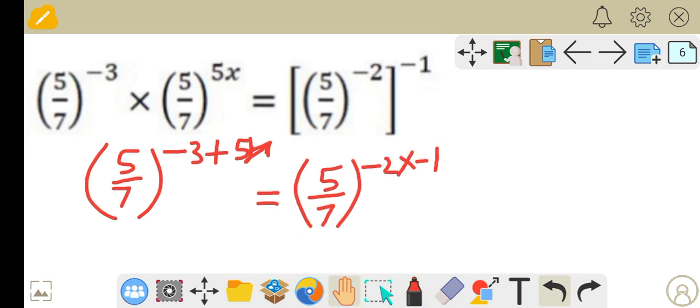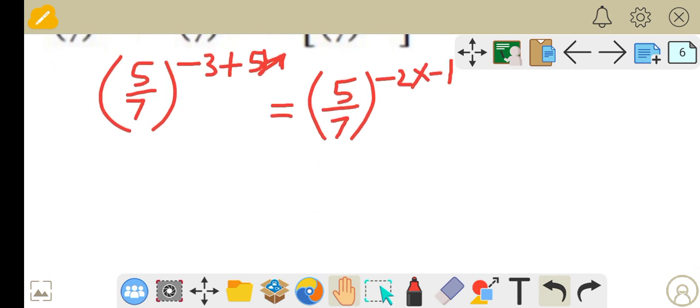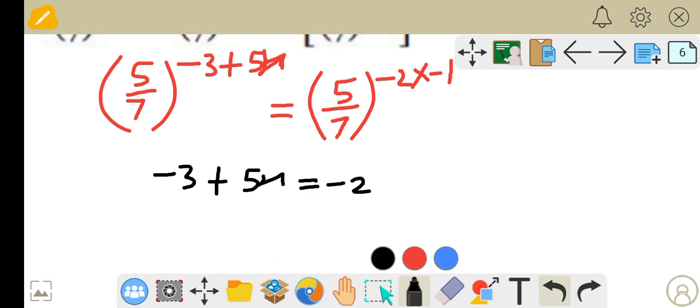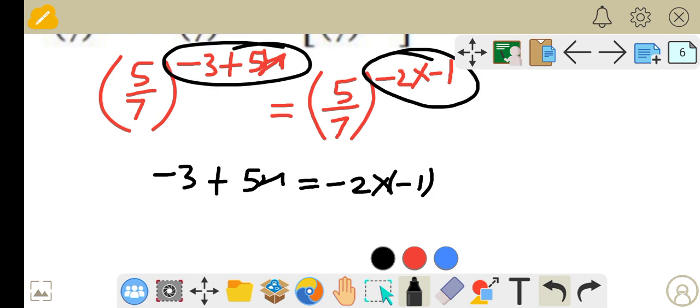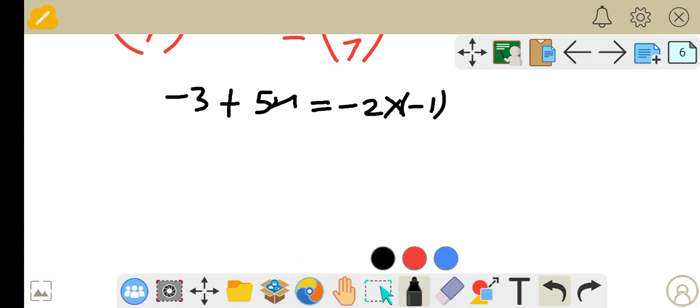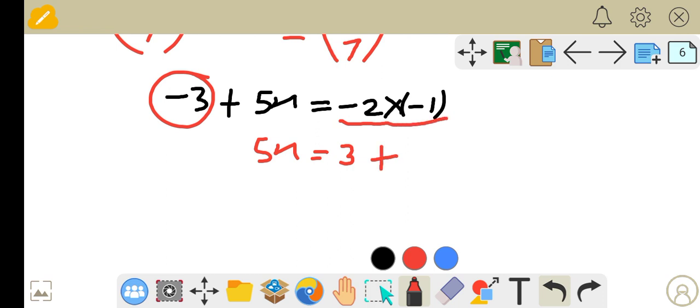Now both sides have a single term having the same base 5 by 7. So now we can compare both exponents as minus 3 plus 5x equal minus 2 into minus 1. Exponents can be compared. Now we can solve it for x. Minus 3 is to be transferred, so it will be plus 3, and this multiplication is equal to plus 2. So overall we have 5x equal 5, and hence x equals 5 upon 5, which is 1.